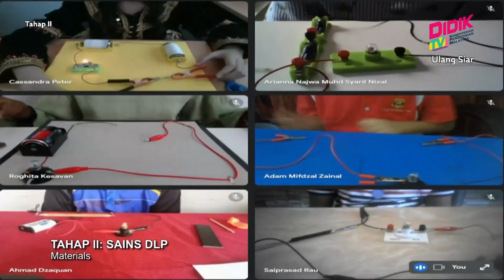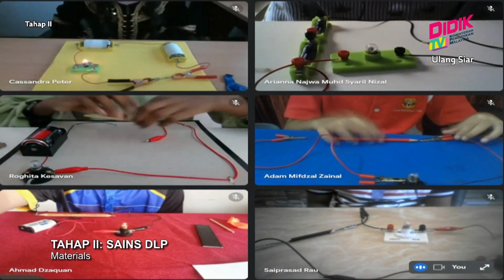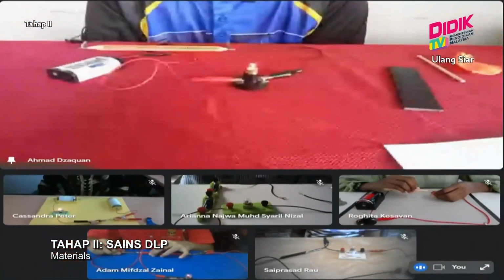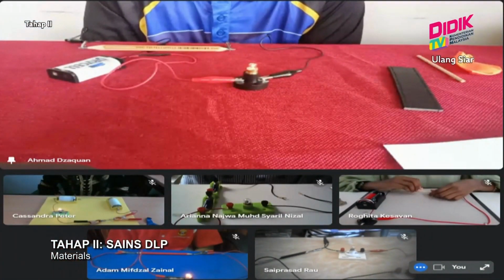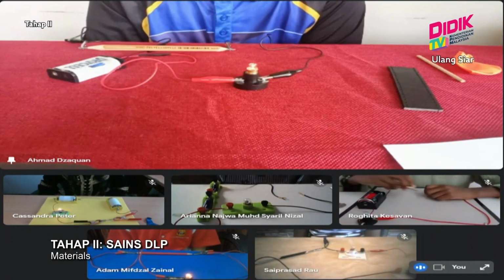But I think Zakwan, is your bulb lit up? Yeah, the bulb lights up. Okay, what are you using there? I'm using a pencil. Pencil lead. Okay. Thank you, pupils.